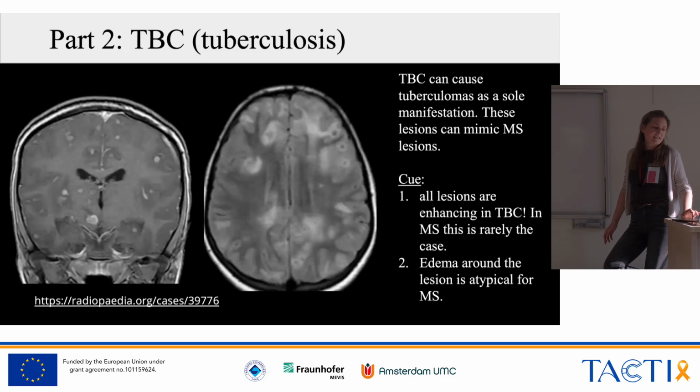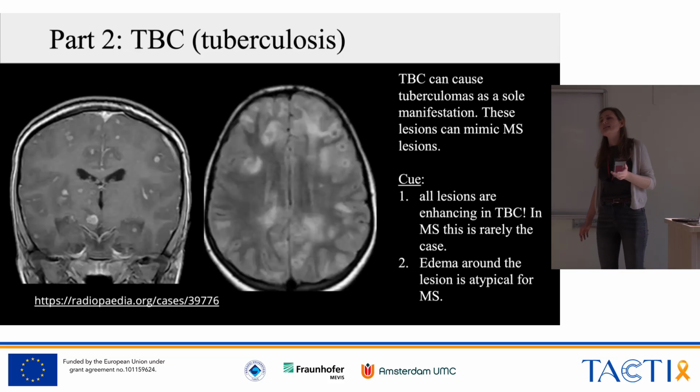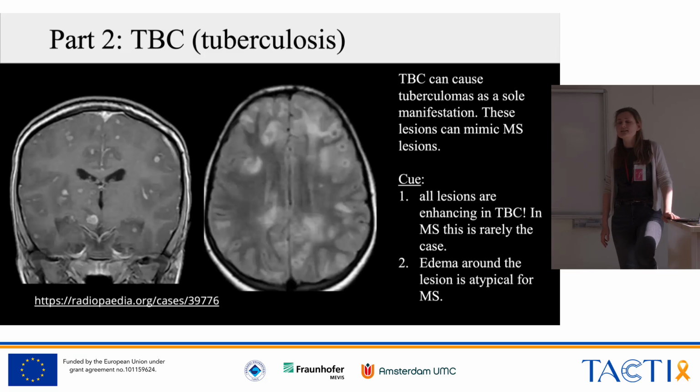And also the edema in an infectious lesion, because tuberculosis is a bacterial disease, you'll see a lot of edema around the lesions, which is not so typical of MS lesions, at least not in the classic Charcot sense.